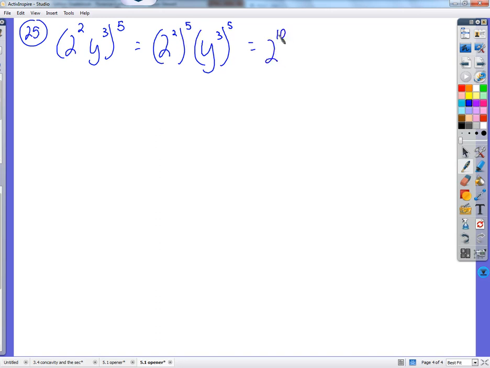2 to the 10th. Times y to the 15th. So that's 1,028 y to the 15th. Is that right? 1,024. Yeah. That's the problem with relying on your memory. 1,024.